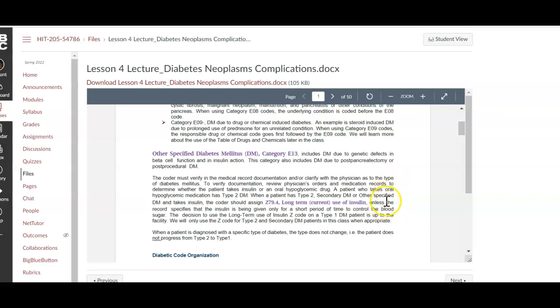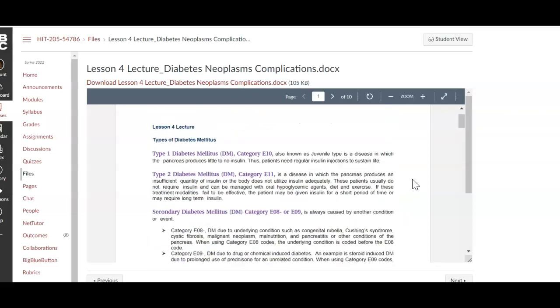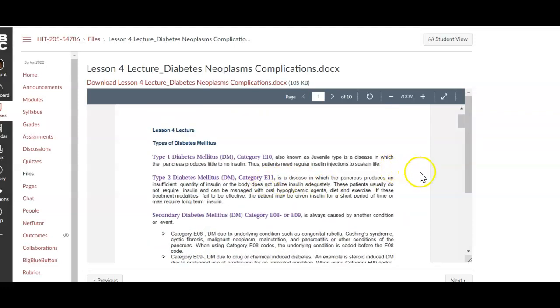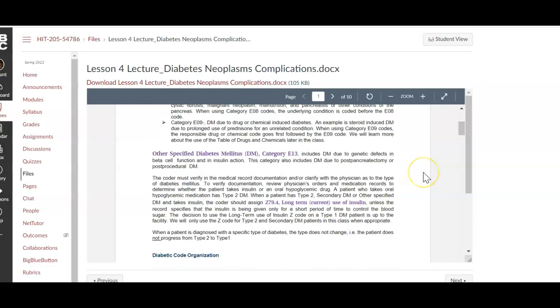Okay, so the other big thing here that I want to talk about for this section is the Z79.4 long-term use of insulin code. So one thing you need to do is make sure you verify the documentation. Look at the medication, determine whether that patient takes insulin or oral hypoglycemic drug. Patient who takes oral hypoglycemic medication has type 2. Remember, go up to here, type 2 is going to be E11. Okay, so they have type 2.